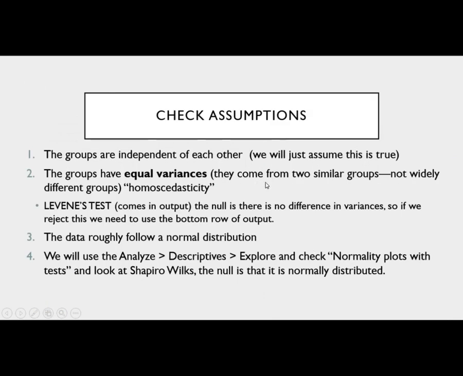Okay, so we check our assumptions. The groups are independent of each other. We're going to assume this is true. The groups have equal variances, that they come from two similar groups, that homoscedasticity I was talking about. We're going to look at the Levene's test. In the Levene's test, the null is that there's no difference in variances, so we don't want to reject the null for the Levene's test.